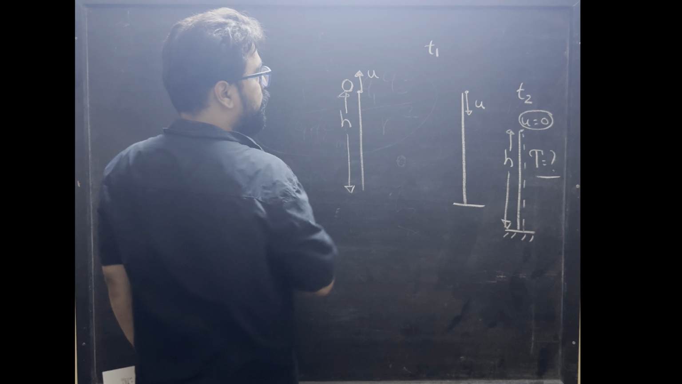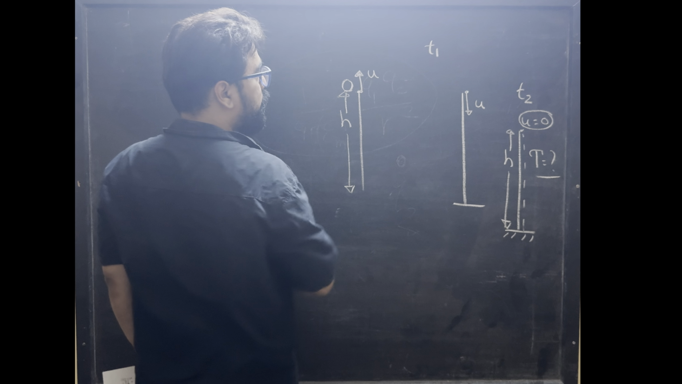What should be the equation for this? With velocity u, time taken t1, the equation is S equals ut plus half at square. Because throughout the motion the acceleration due to gravity acts vertically downward, I can write minus h is equal to ut1 minus half gt1 square. Remember why I have taken the negative sign here? Because gravity acts vertically downward.